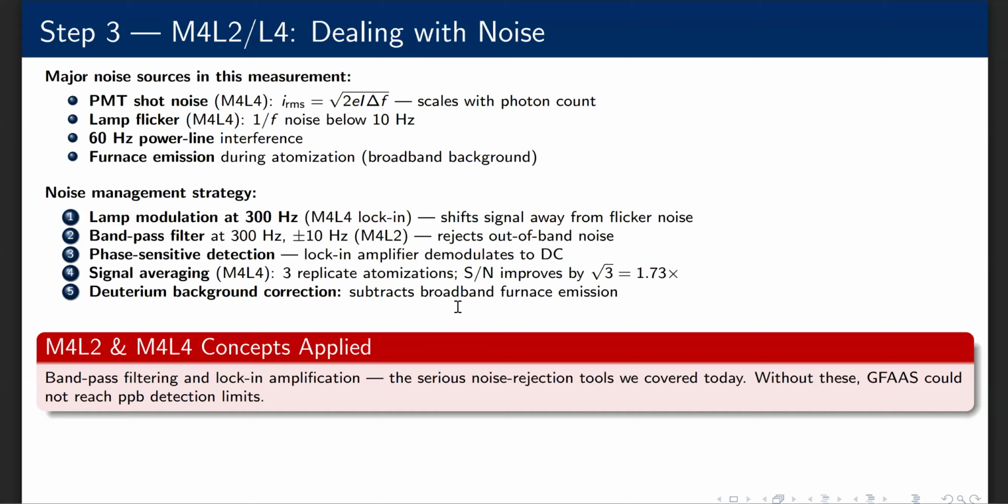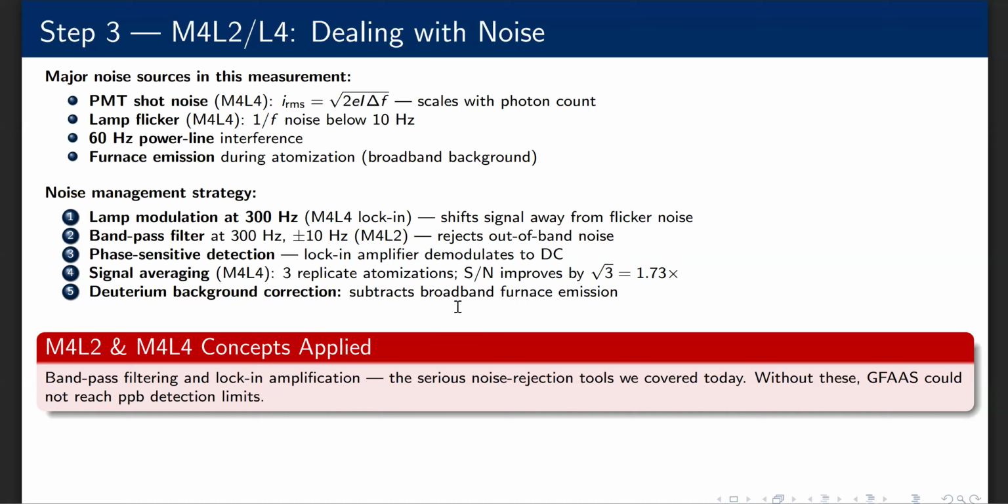Our strategy here is using 5 techniques. We first modulate the lamp at 300 Hertz, which mechanically chops or electronically pulses. This shifts our signal from DC up to 300 Hertz, out of the flicker noise region. Second is the bandpass filter at 300 Hertz with plus or minus 10 Hertz bandwidth. This rejects the 60 Hertz line noise and most of the flicker noise. Third is phase-sensitive detection, so we have lock-in amplification, which demodulates back to DC, keeping only signal at exactly 300 Hertz in phase with the chopper.